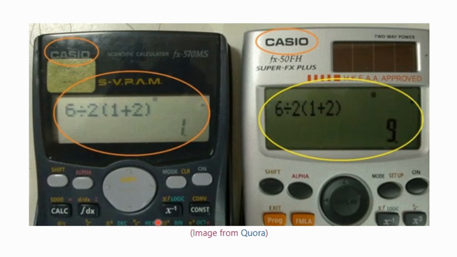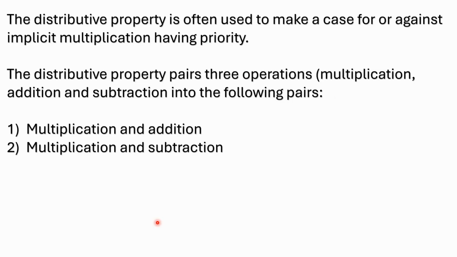Now, there is this famous picture. This one I got from Quora, but it's showing two different Casio calculators getting different answers for the same problem. It's 6 divided by 2 times the quantity 1 plus 2. The calculator on the left gave an answer of 1. The one on the right gave an answer of 9. It's even the same manufacturer. And like, what's going on here? Well, it really comes down to what we're going to talk about here, and it's this priority of implicit multiplication, whether it's accepted or not. And we'll get into that. I actually got some manuals for a couple of these calculators that explain it.